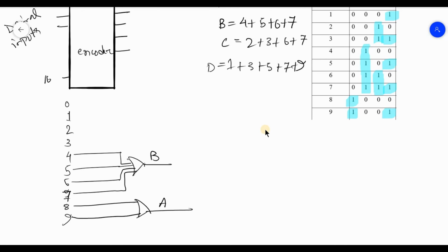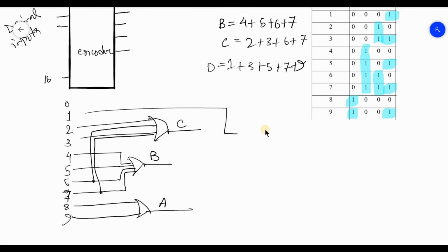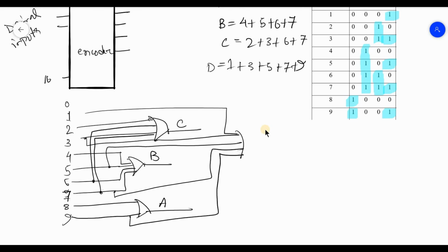If we look at C, we have 2 3 6 and 7. Including all these with an OR gate, we have C, and for D we have 1 3 5 7 and 9. So this is our D.